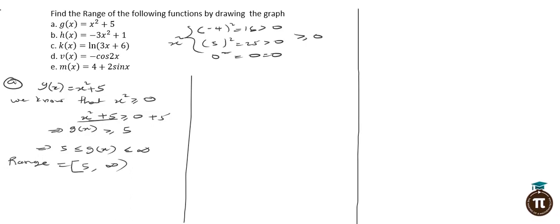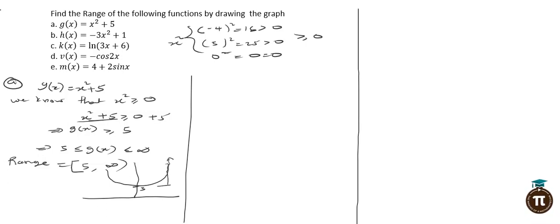And besides, if you want to draw the graph, you know what the graph of x squared looks like. The graph of x squared is like this, because when x is 0, y is 0. Now that I have x squared plus 5, the lowest value of x squared is 0, so 0 plus 5 is 5. That means the graph will be like this, where this place will be 5, so this is 5 and upward. That's why we have the range.